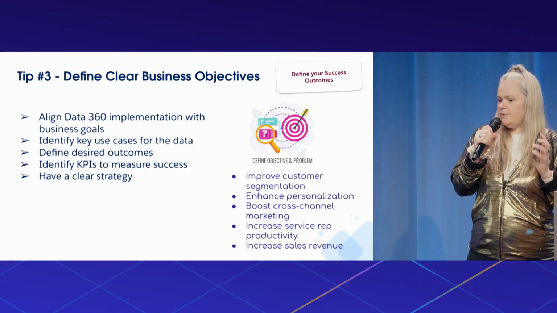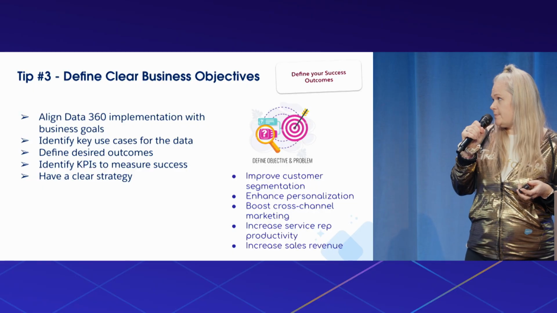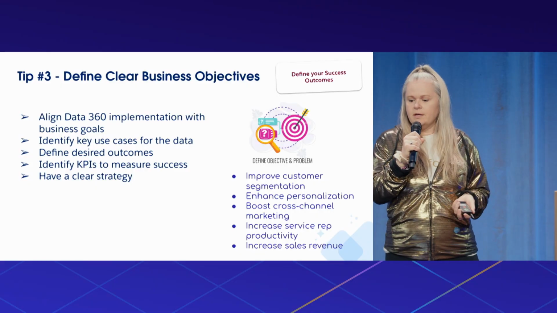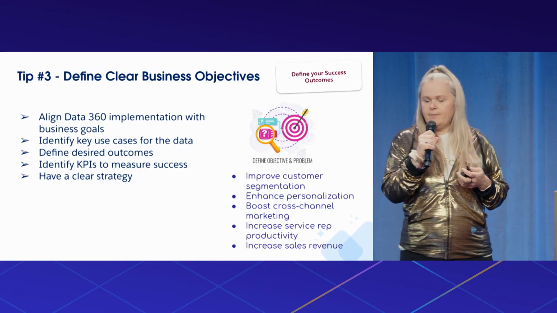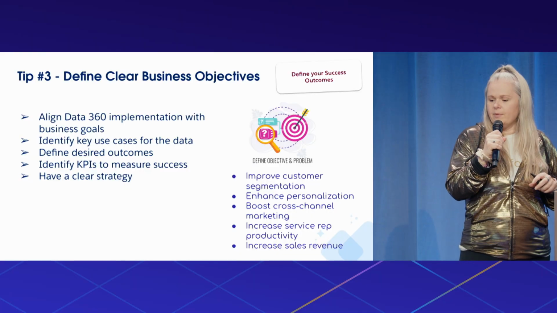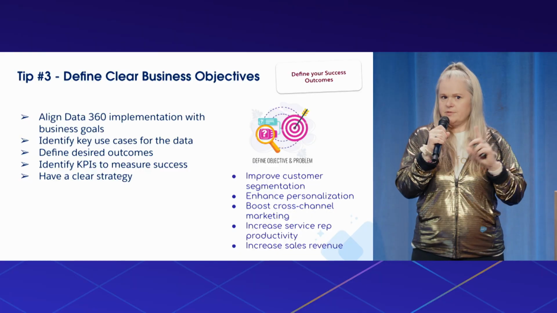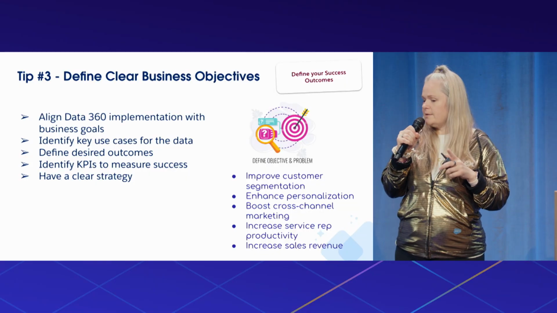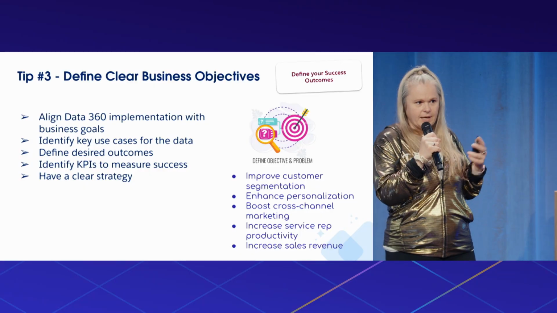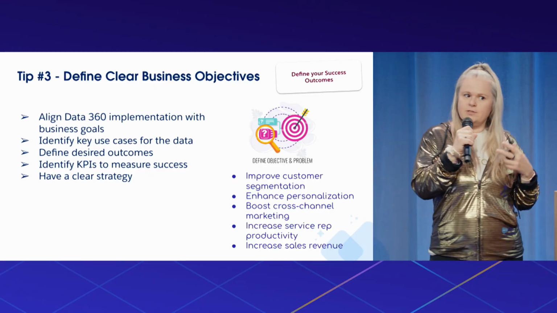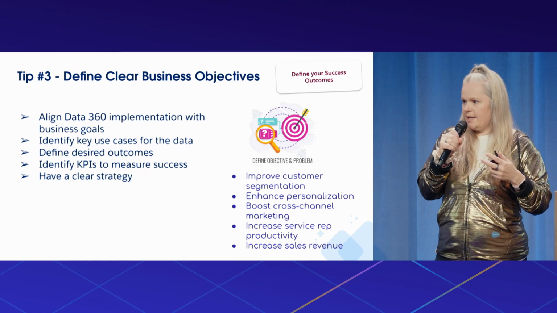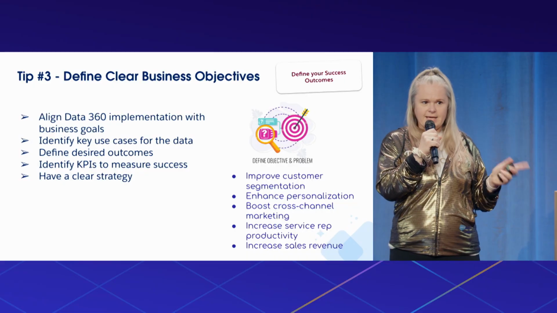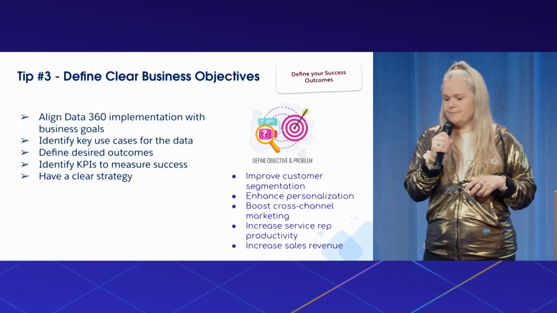Tip number 3, you always want to make sure you're defining clear business objectives. You want to make sure you're aligning the implementation with business goals. You might want to identify your key use cases, so maybe only focus on a couple at first, and then the desired outcomes for those use cases. And then this one's really a good one: KPIs. I like to speak a lot about KPIs and ROI, and those are the things that business users like to hear. That's the language you're going to speak when talking to executives. If you can start to identify KPIs to measure success, it's going to make your job a lot easier.